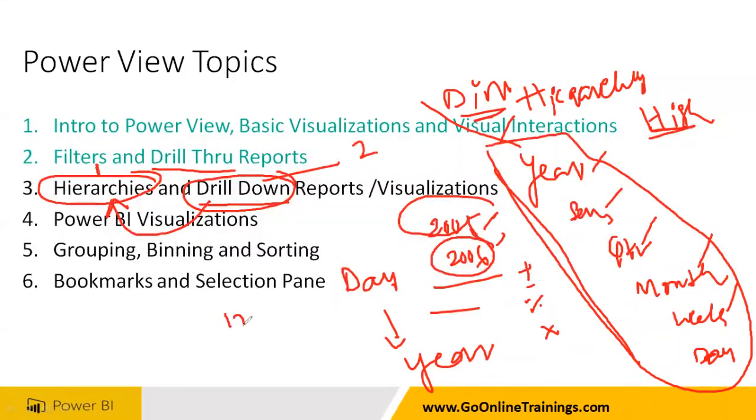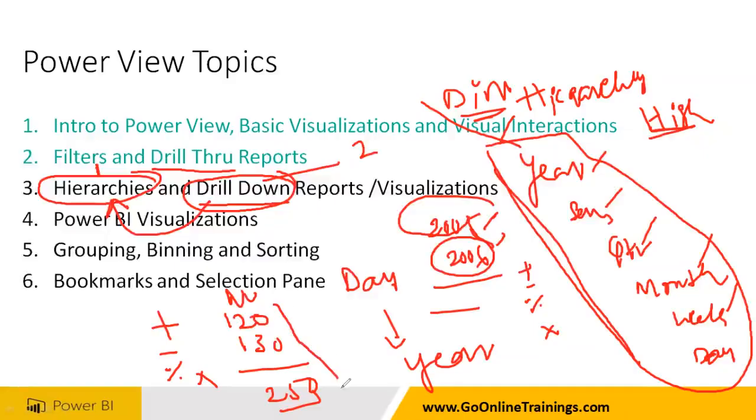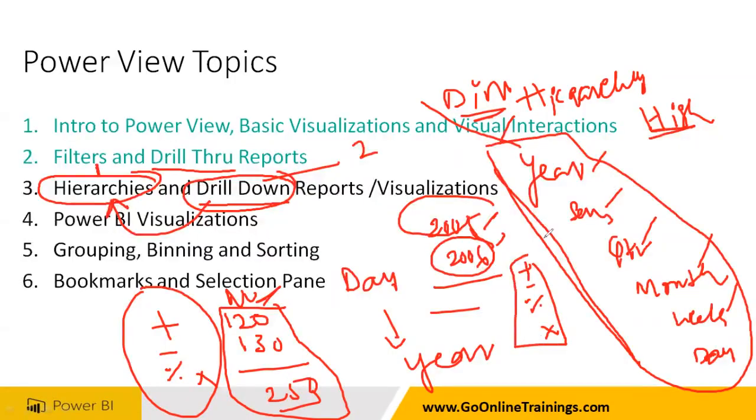I have a quantity of 120, 130. The total quantity is 250, where I will be able to perform plus, minus, divide and multiply operations. So this is a number where you will be able to perform aggregations. This kind of data is called fact data, even though it is a number. Where you don't perform all these operations, that is called dimensional data. So dimension could be number data, textual data, or date and time data, where you cannot perform aggregations.